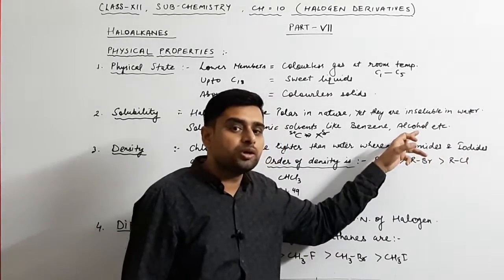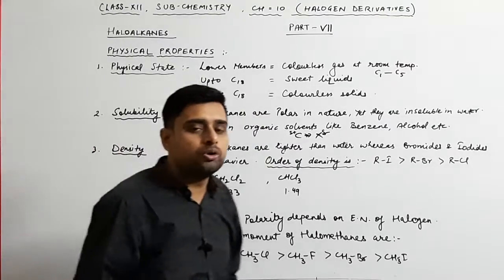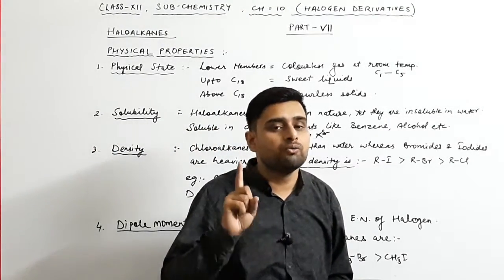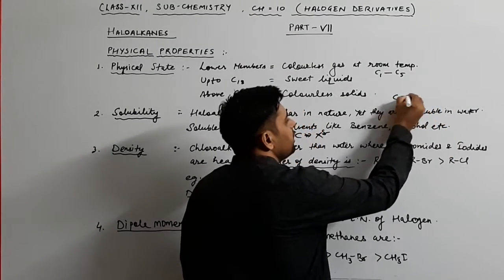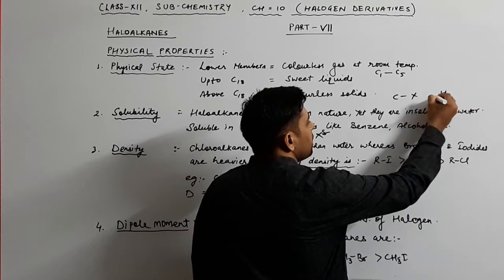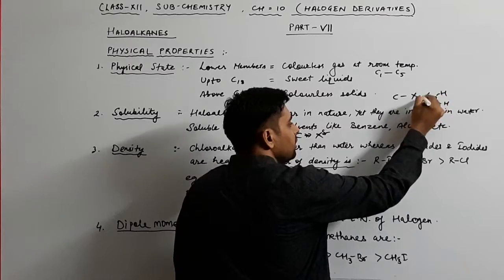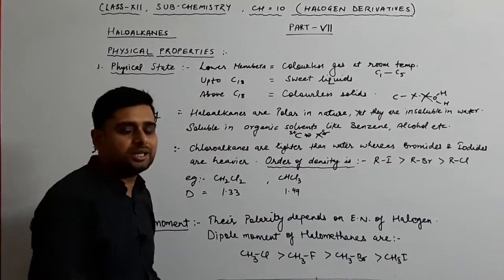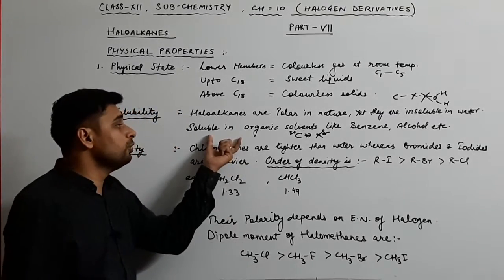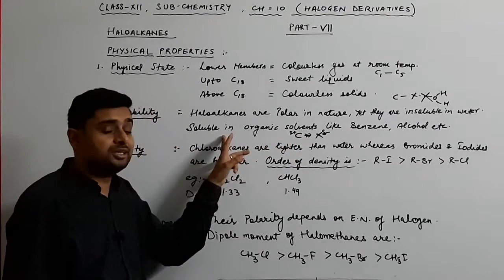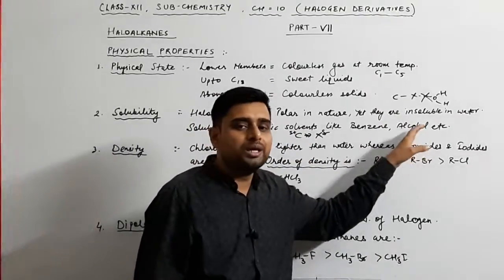Why are they insoluble in water? Because they do not form hydrogen bonds with the water molecule. The C-H bond of the haloalkane part ये वाटर मोलिक्यूल के साथ हाइड्रोजन बॉन्ड का फॉर्मेशन नहीं कर पाता, हाइड्रोजन बॉन्डिंग नहीं हो पाती. इस वजह से हम ये क्या कह सकते हैं? They are insoluble in water but they are soluble in organic solvents like benzene, alcohol, etc.